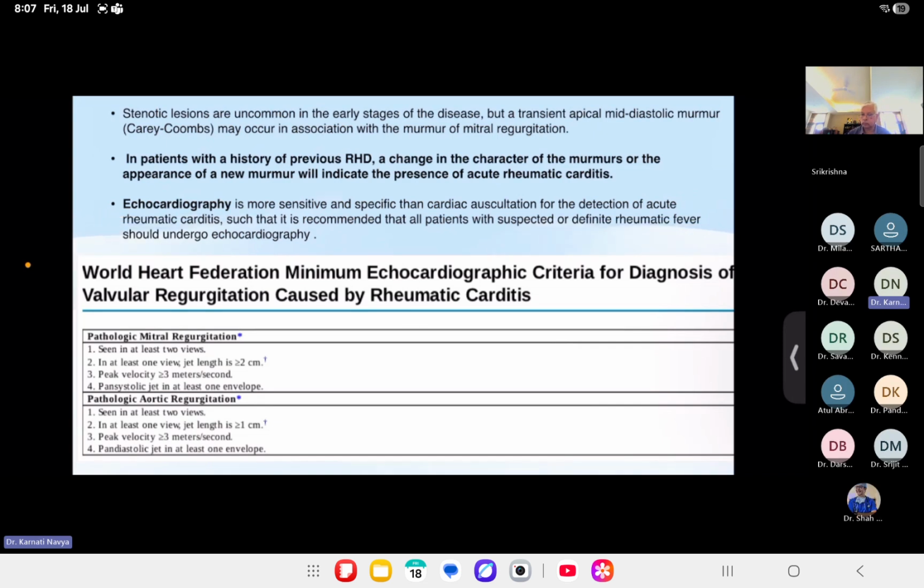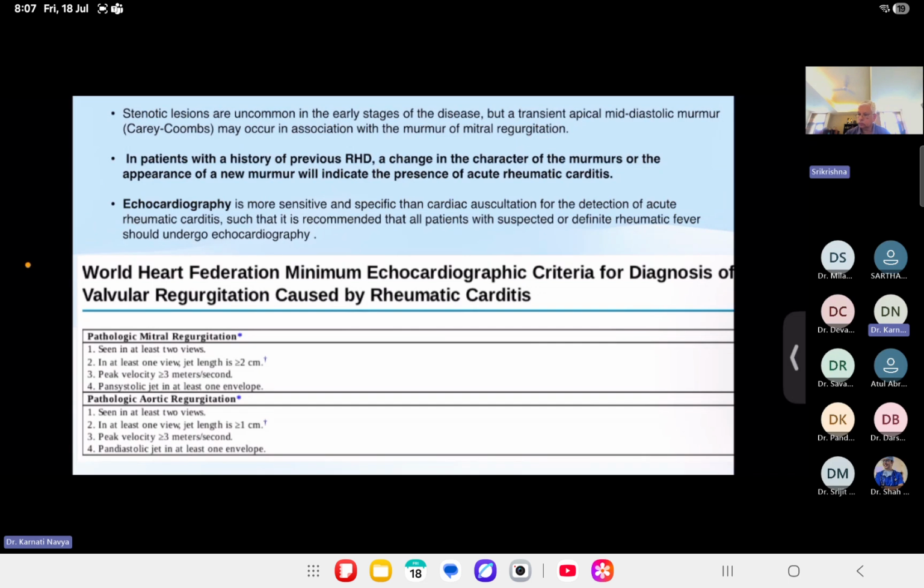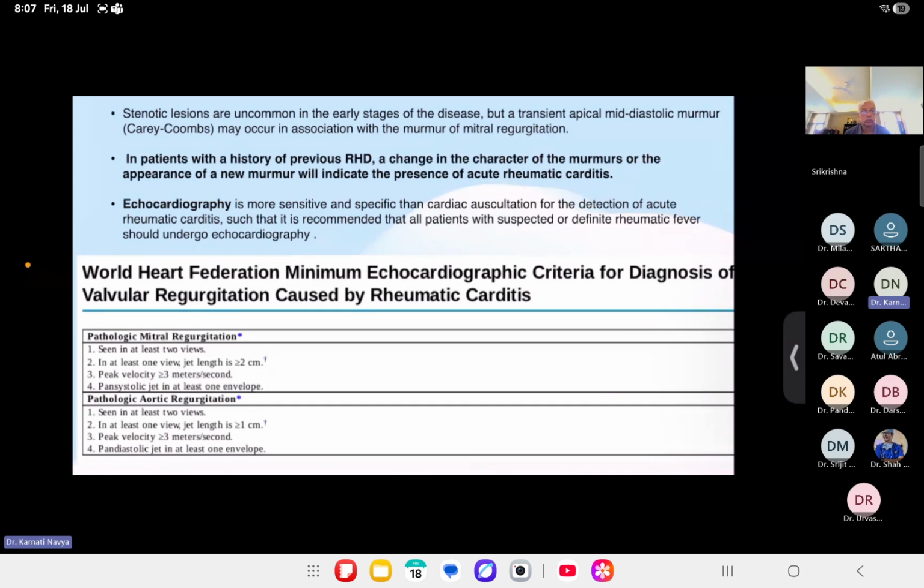The World Heart Federation minimal echocardiographic criteria for diagnosis of pathologic valvular regurgitation caused by rheumatic carditis state that for any pathological mitral regurgitation or pathological aortic regurgitation, the echo should be done in at least two views. In at least one view, the jet length should be more than or equal to 2 centimeters with a peak velocity of more than or equal to 3 meters per second and a pansystolic jet in at least one envelope. Whereas for aortic regurgitation, jet length should be more than 1 centimeter.